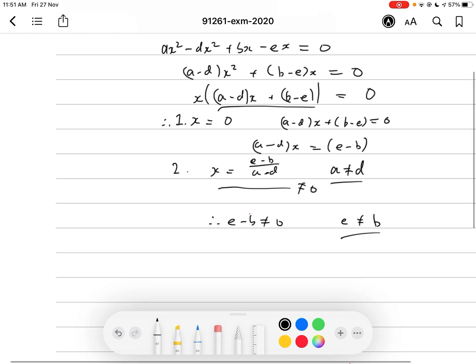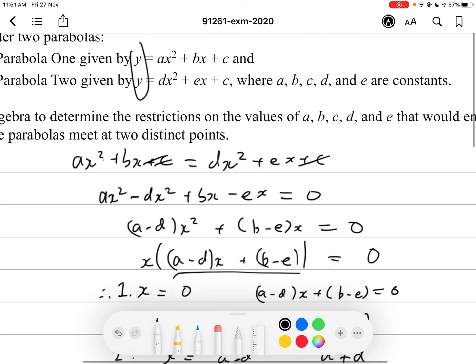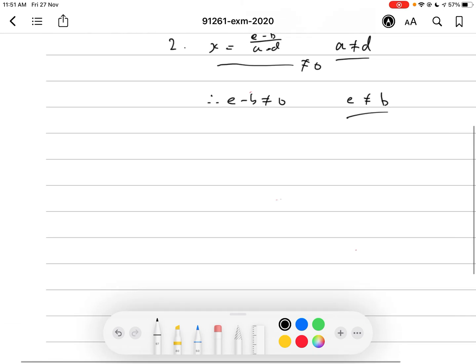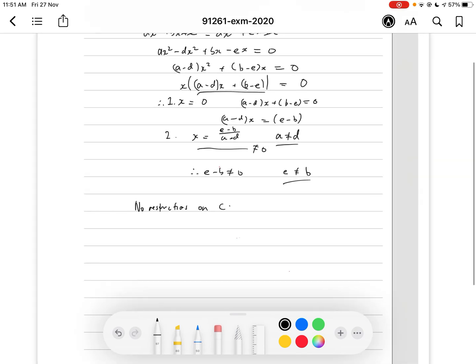So those are our restrictions. And you know that there are no restrictions on c since they're both the same. They've both been shifted up or down by the exact same amount. It doesn't matter, since these two c's are the same. So we can say that there are no restrictions on c. Right, so those are our restrictions.